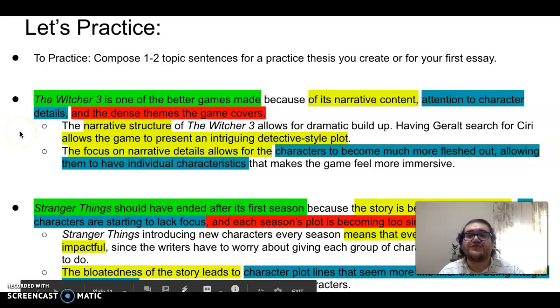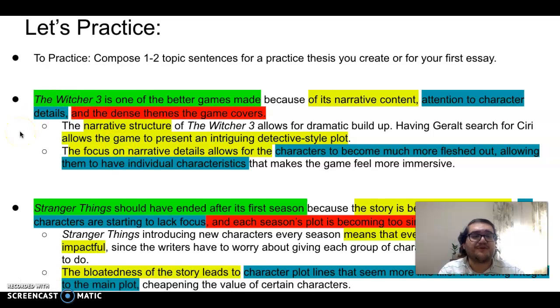The first is: The Witcher 3 is one of the better games made because of its narrative content, attention to character details, and the dense themes the game covers. So topic sentence number 1: the narrative structure of The Witcher 3 allows for dramatic build-up. Having Geralt search for Ciri allows the game to present an intriguing detective-style plot.